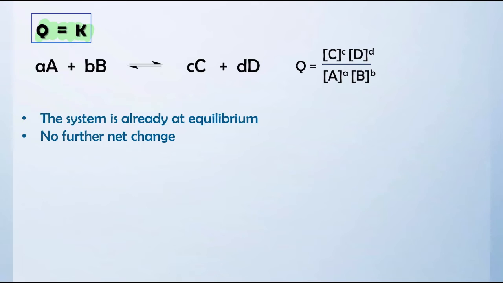So when Q equals K, the system is already at equilibrium and no further net change will happen.